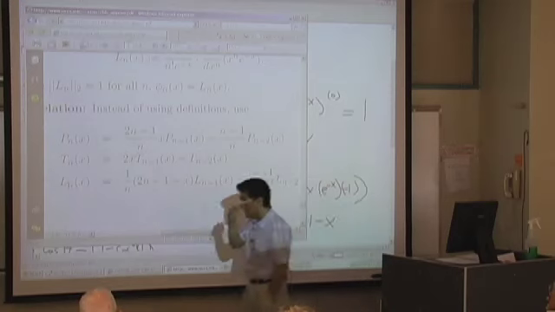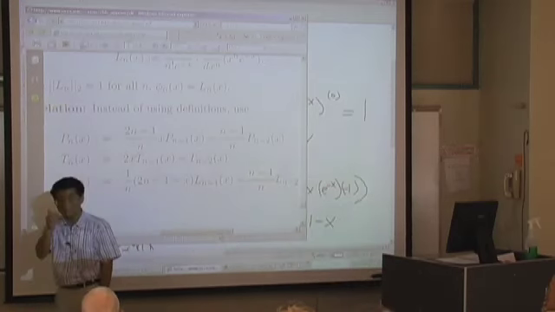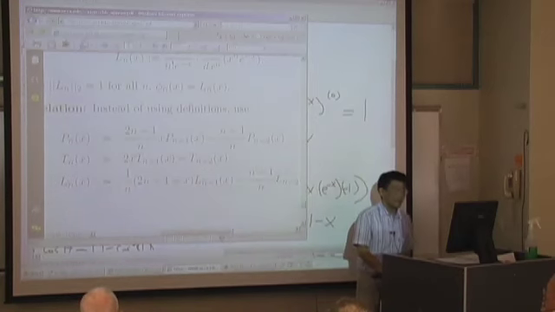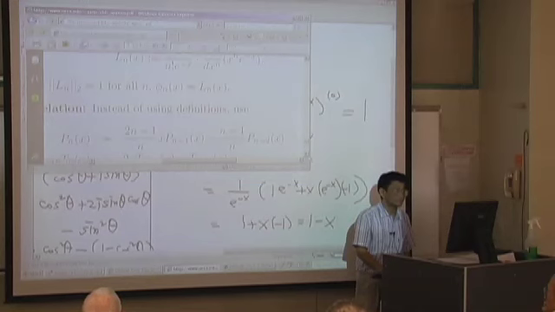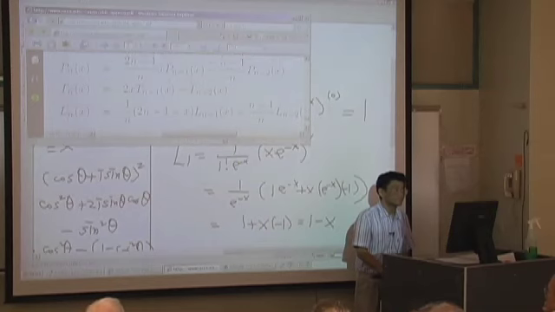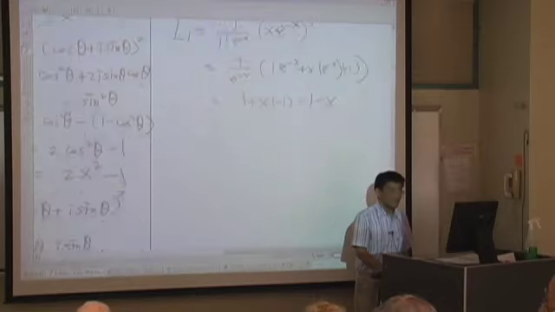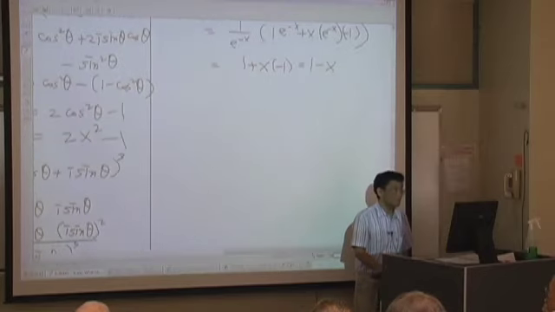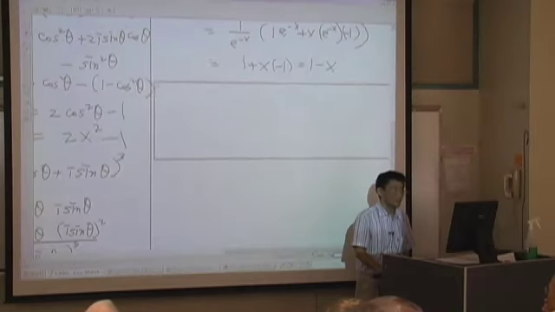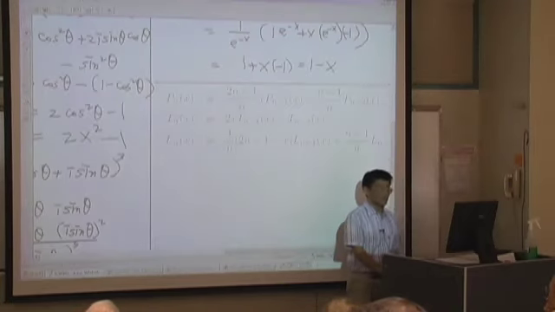But L has a specific definition. It's not just a size thing. L has a definition you use. So let's use these things to determine. So I will extract this part and then copy. Copy the result, right? I will use this result.